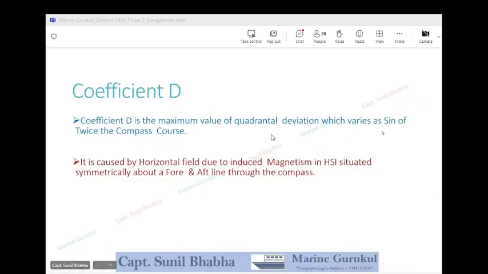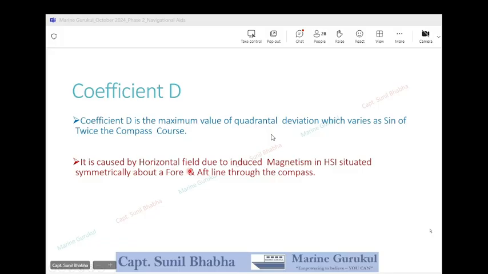Our next coefficient now is coefficient D, coefficient delta. Coefficient D is the maximum value of quadrantal deviation. Now this is the first difference which you see in this particular deviation. It is a quadrantal deviation. Coefficients Bravo and Charlie, which we saw, were semicircular deviation. This one is a quadrantal deviation, meaning every quadrant or every 90 degrees, it changes its sign from east to west or west to east. And it varies proportional to sine of twice the compass course, or sine of 2 into compass course.